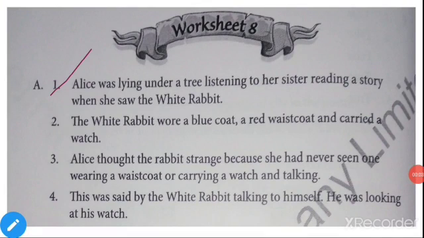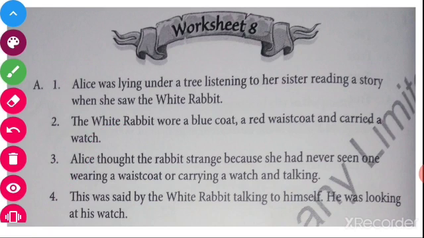Here first one, Alice was lying under a tree listening to her sister reading a story when she saw the white rabbit. Then second one, the white rabbit wore a blue coat, a red waistcoat and carried a watch. Then third one, Alice thought the rabbit strange because she had never seen one wearing a waistcoat or carrying a watch and talking. Then fourth one, this was said by the white rabbit talking to himself. He was looking at his watch.